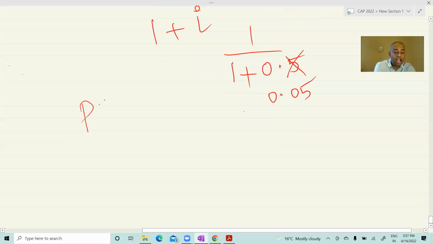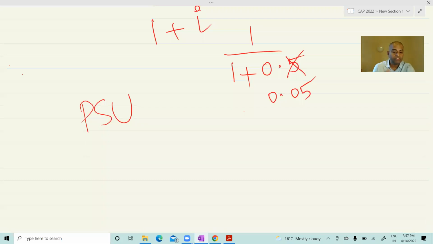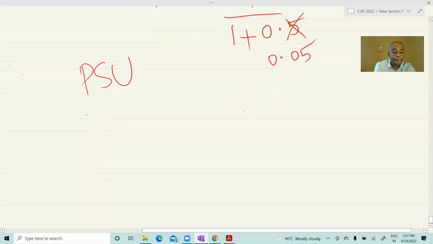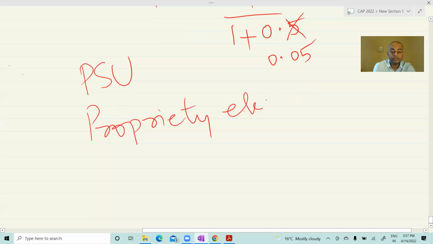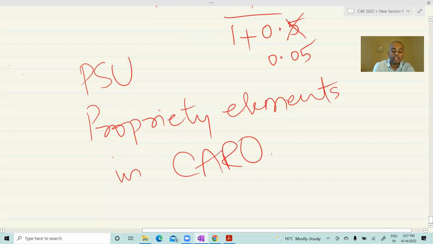So you have one chapter, audit of public sector undertakings. In that, this is asked, and this is asked in the examinations also, so you should be very careful. What are propriety elements in the Company's Auditor's Report Order? This is from public sector undertakings. Okay, audit of public sector undertakings.